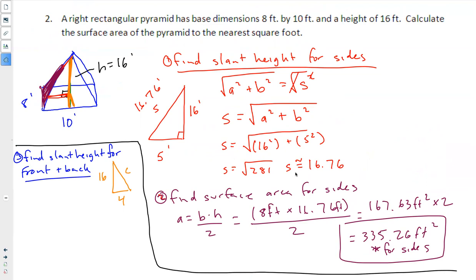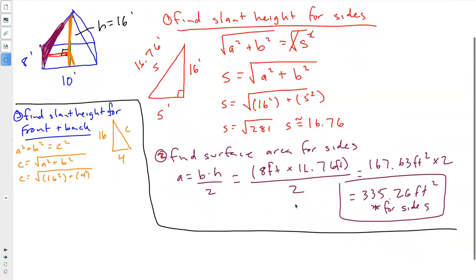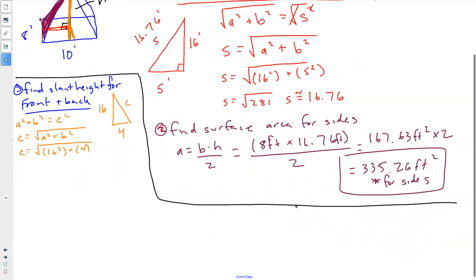Pythagorean theorem, a squared plus b squared is equal to c squared. I just want to find c, so c is equal to the square root of a squared plus b squared. A is 16, b is 4 squared. Punch that into your calculator, you get a front slant height equal to 16.49 feet.